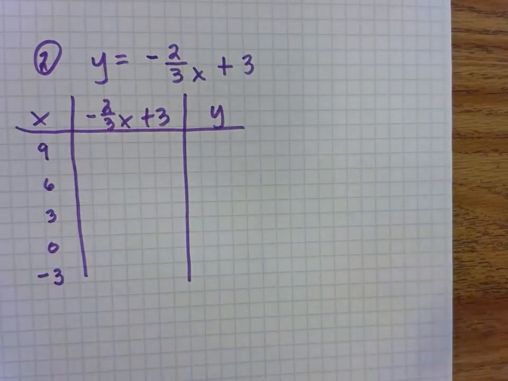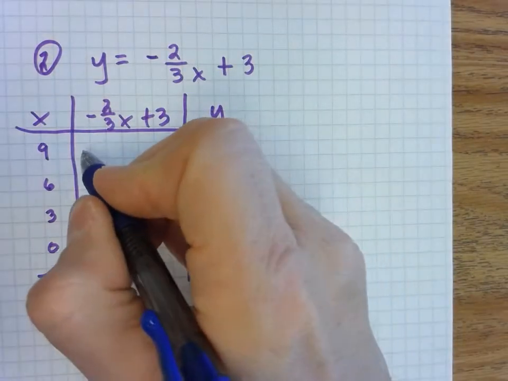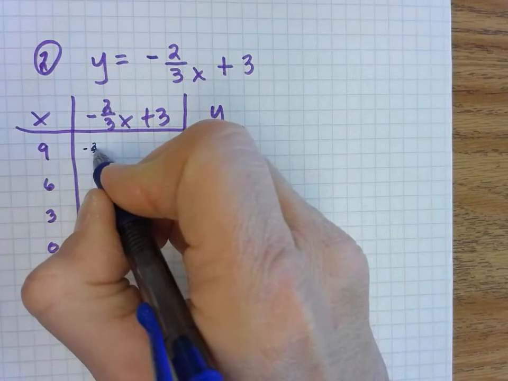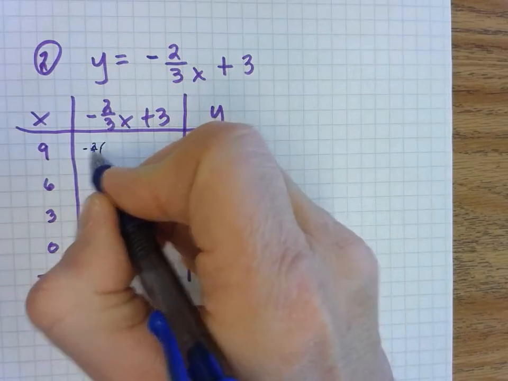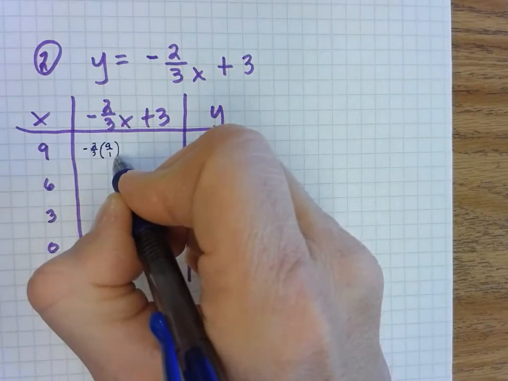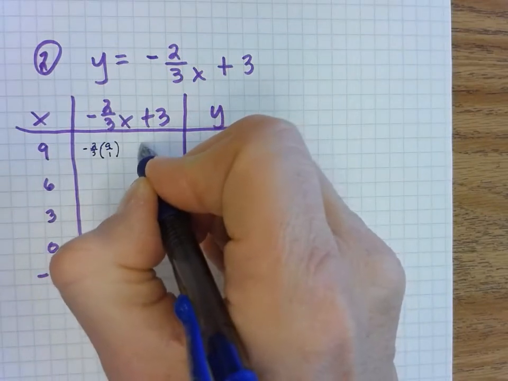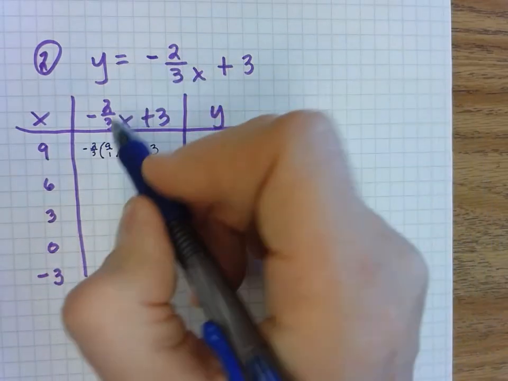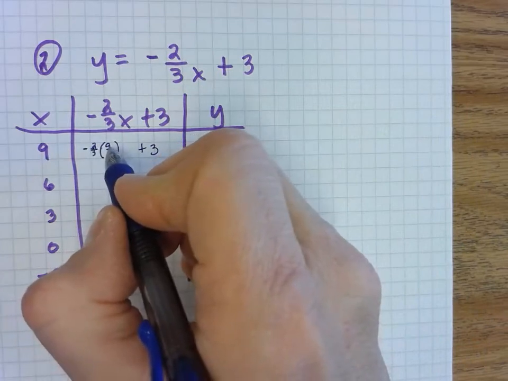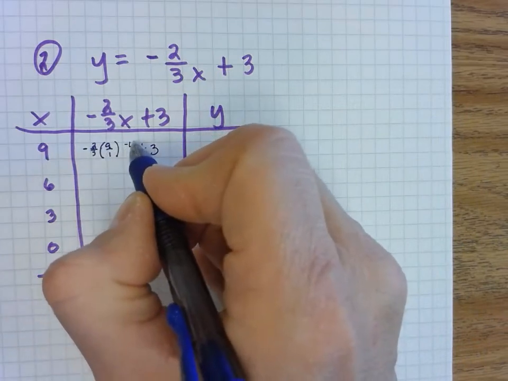Okay, hang with me, don't freak out. Alright, so I'm going to do negative 2/3 times 9, and of course that's a whole number, so that would be 9 over 1, and then I'm going to have to add 3 to that here in just a second. Okay, so negative 2 times 9 is negative 18.